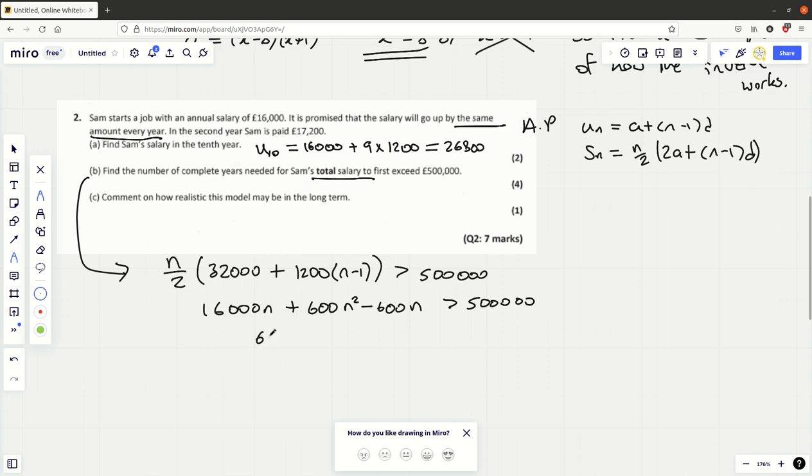And this is a quadratic, so we want it all on one side. 600n squared plus, what is that, 16,000 minus 600, so that's 15,400n minus 500,000 is greater than 0. Now, let's get rid of some of these zeros. Cross out 2 zeros on every term. Looks like a nice way to do it. So 6n squared plus 154n minus 5,000 is bigger than 0.